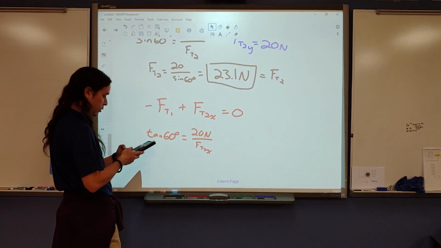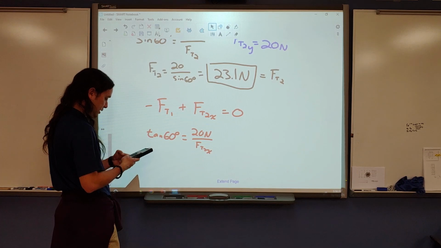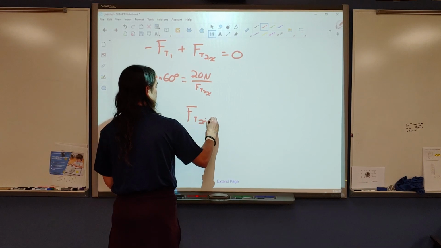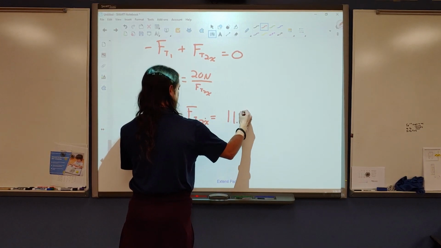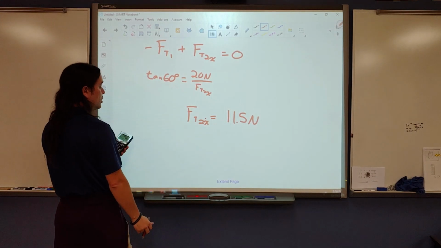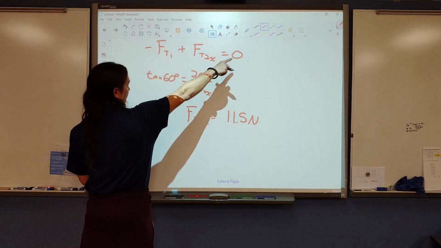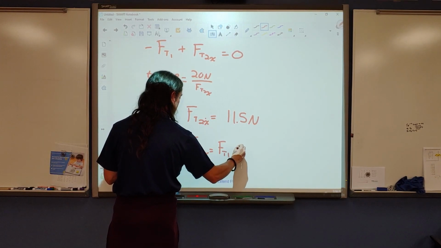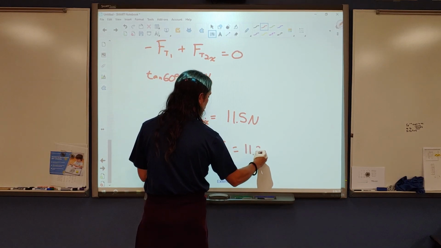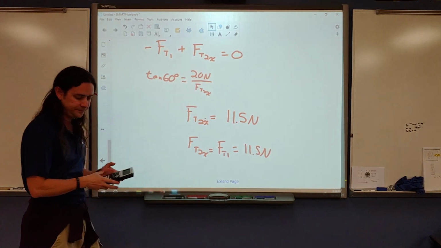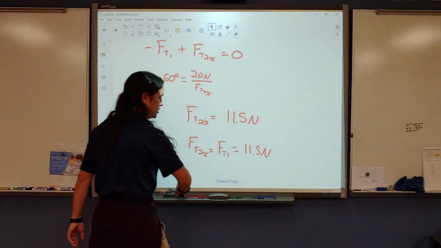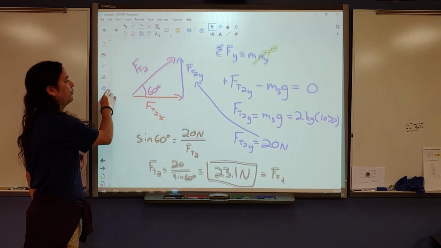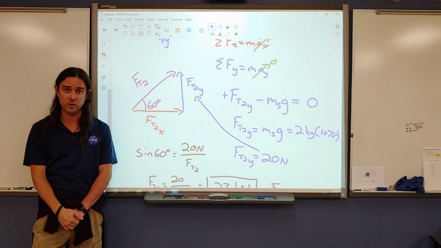So I would get, doing a little bit of work on this, 20 divided by tangent of 60. And we find that FT2x is equal to 11.5 newtons in magnitude, and it's off to the right. So now I can add FT1 over to the other side. FT2x is equal to FT1 in magnitude, and therefore FT1 must be 11.5 newtons. And there, we have now found both of the tensions. And we've also introduced how to work with forces at an angle. Here's where some of that trigonometry comes back in.